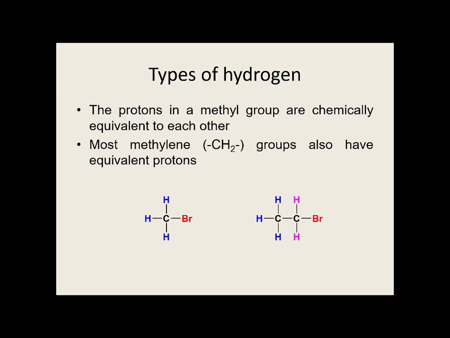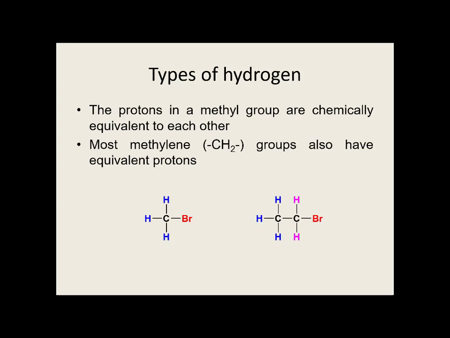Bromomethane contains a CH3 group, attached to a bromine atom. All of the hydrogen atoms on the methyl group are one bond away from a carbon atom, and two bonds away from the bromine. Therefore, they're all in the same chemical environment and would produce a single peak in the proton NMR spectrum.